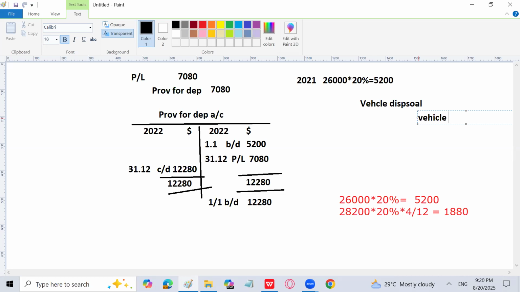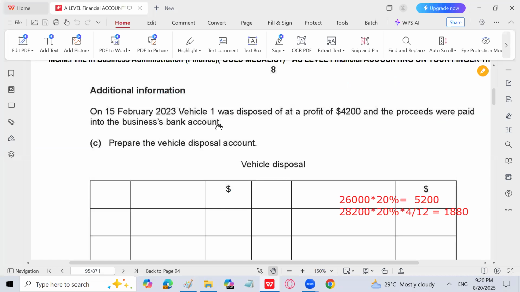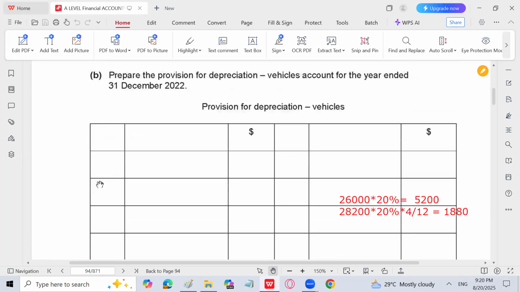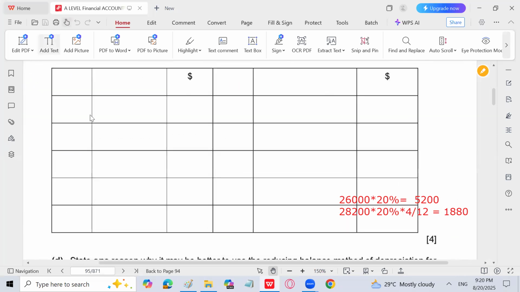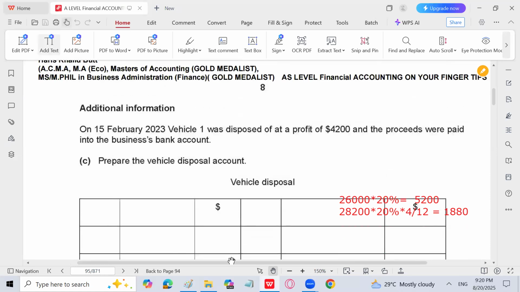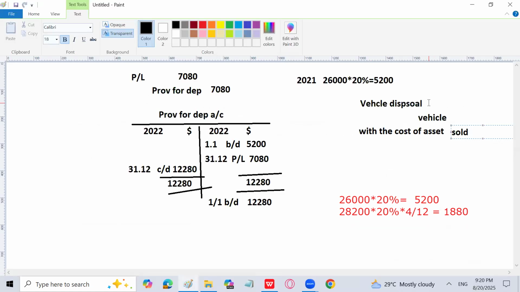The first entry for the disposal we pass when the asset is going to be sold, that will be passed with the cost of the asset sold. Okay. So we know which asset is going to be sold in this particular question. He said that vehicle 1 has been sold. We need to pass the entry with the cost of the vehicle 1, which is 26,000, right? So the entry is going to be vehicle disposal account debit with the cost of the asset 26,000 and vehicle account credit.